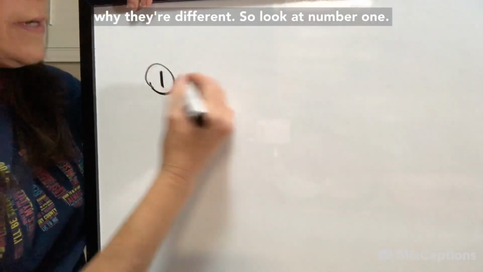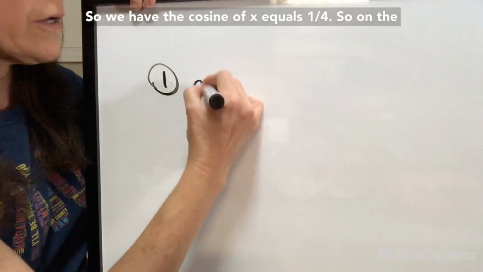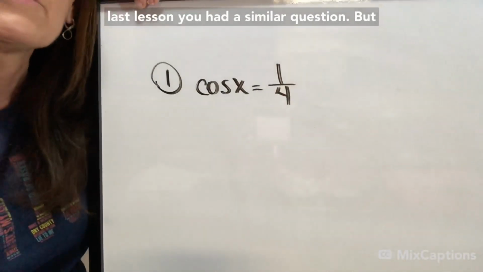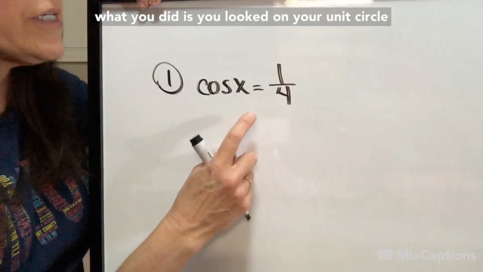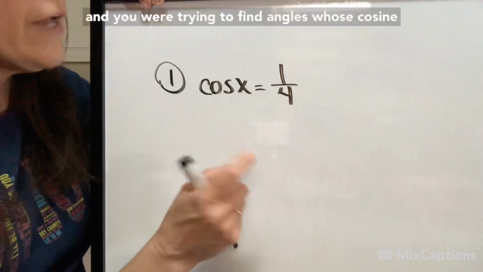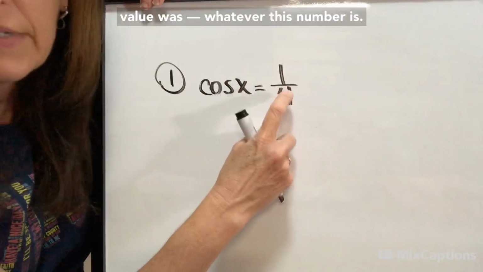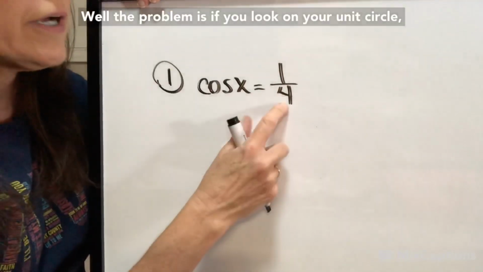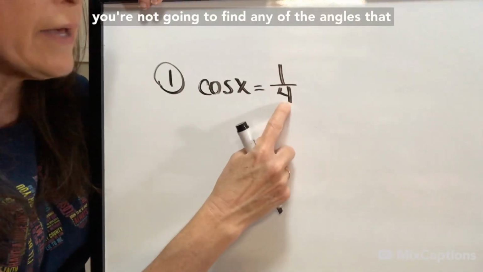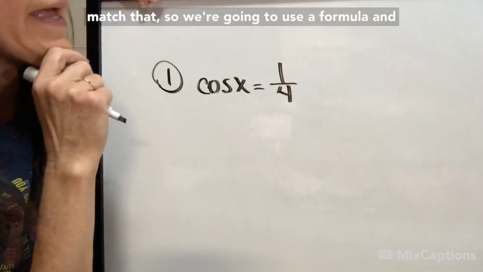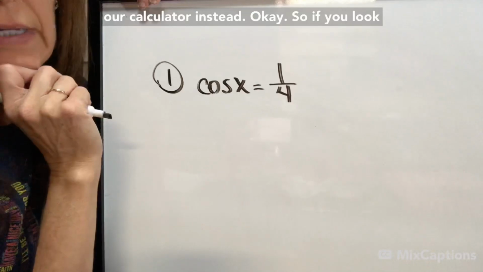So look at number 1. We have the cosine of x equals 1/4. On the last lesson, you had a similar question, but what you did is you looked on your unit circle and you were trying to find angles whose cosine value was whatever this number is. Well, the problem is if you look on your unit circle, you're not going to find any of the angles that match that. So we're going to use a formula and our calculator instead.